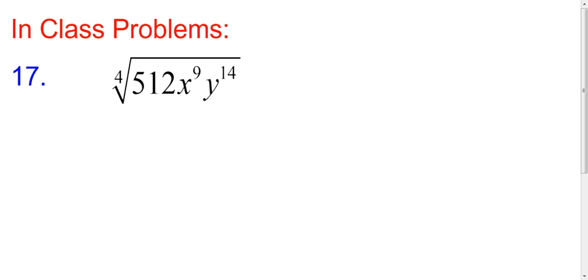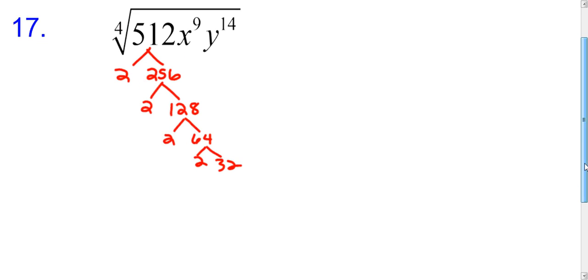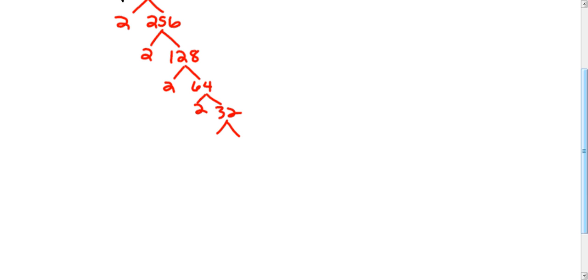This time we're dealing with a 4th root power. Same process, okay, except for now you're looking for groups of 4 when you prime factor it to leave the house. So when I take 512, it's an even number. I will divide it by 2. So 512 divided by 2 is 256. That's still even. If I divide that by 2, I get 128. If I divide that by 2, I get 64. And if I divide that by 2, I get 32. We're getting there. And if I divide that by 2, I get 16.